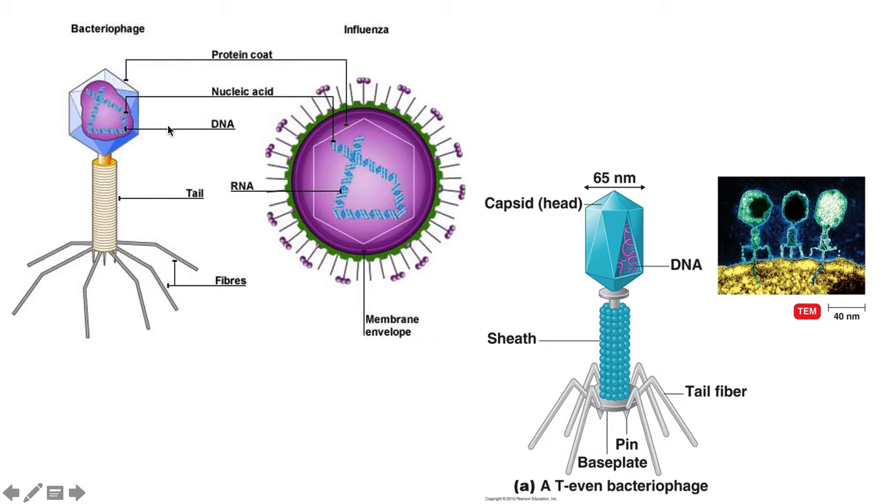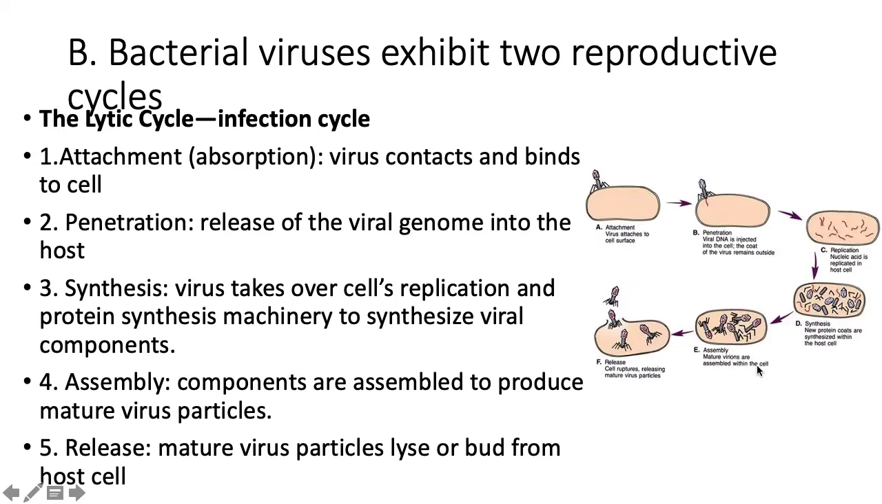So, some more pictures of phages. These are all phages, and you can see here this poor bacteria cell is being infected by these bacteriophages. They latch on, and then they have like a needle or a pin that pierces through the cell wall, and then the virus injects its DNA inside. This is obviously an electron microscope picture to show you that.